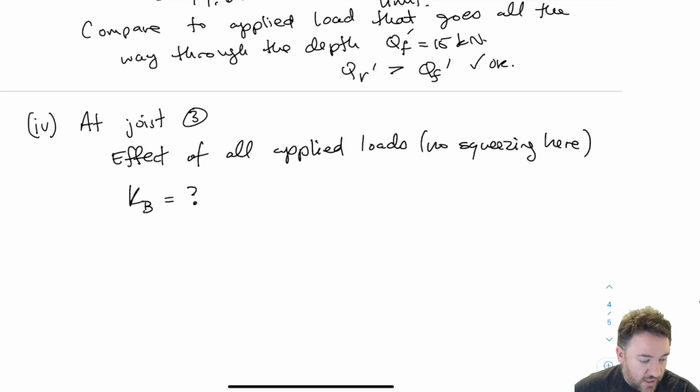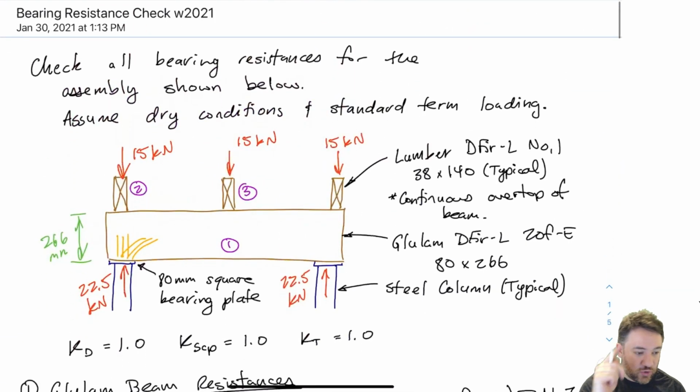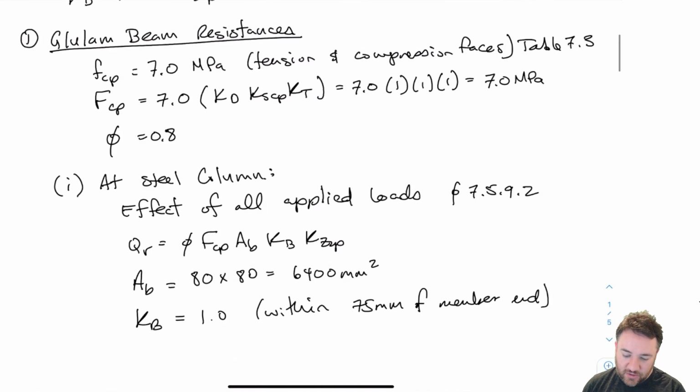Okay, so there's no squeezing here because the load is just going off to the side. At the point of application of joist 3, there's no member on the other side, or any other force on the bottom of the beam that is within D, the depth of the beam, from the location of 3 along the beam. So we only have to check the effect of all applied loads, which is the direct bearing check. And so how are we going to calculate KB?